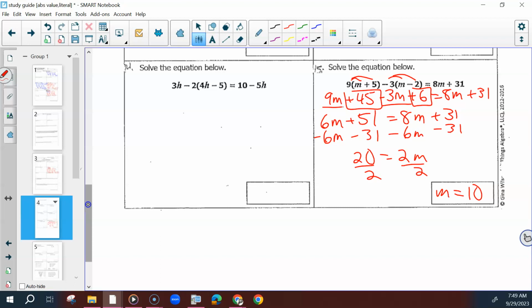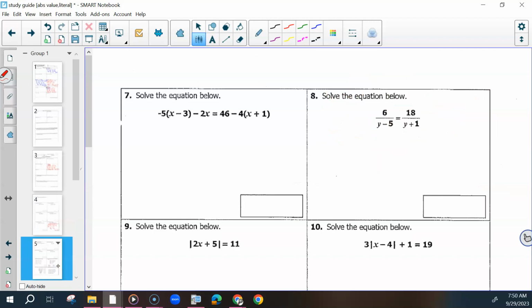On the next page, 7, 8, 11, 12, and 13 are all multi-step. 7 through 8, 11 through 13, any of those you want to see if you go over and have questions about. Number 11.